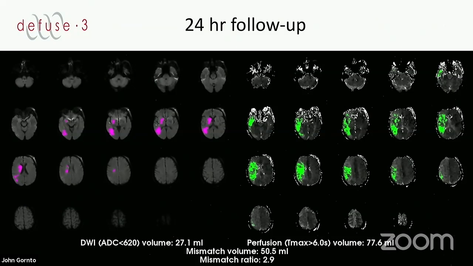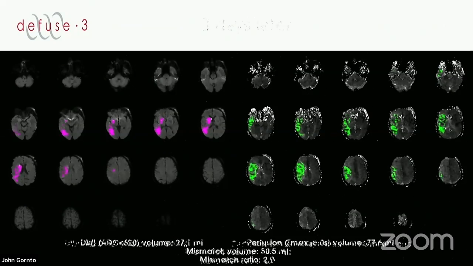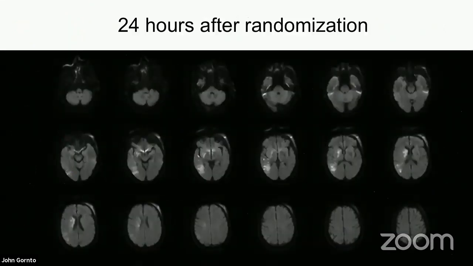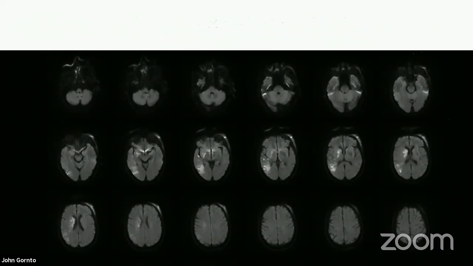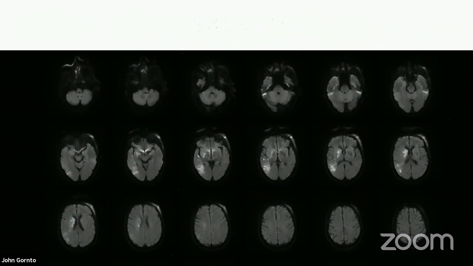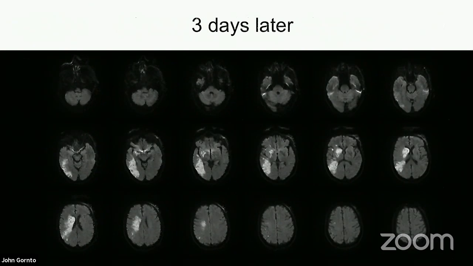So how big is her stroke going to be? Is it going to grow to 70 mLs? Here she is 3 days later. Her stroke is 70 mLs. So if you look at this, here she was at 24 hours. Here's her diffusion lesion. Look what happens over the next 3 days. This is not edema. Take a look again. Look at the temporal lobe. Look at the parietal lobe. This is cortical tissue going on to die.